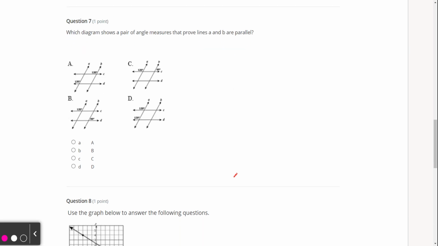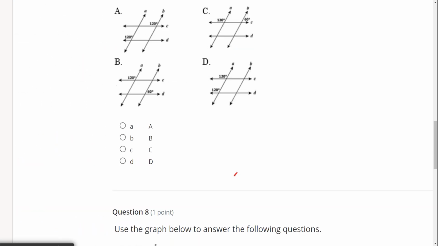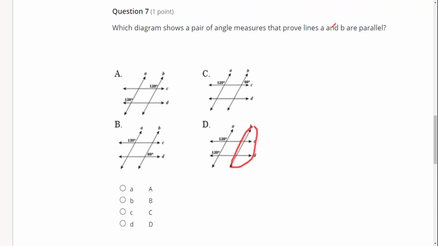What can I eliminate in number 7? Just call out a letter. What can I eliminate? D for sure. There's nothing on line B. So if I read the directions, because sometimes I forget to do that, I'm trying to prove A and B parallel. There's nothing on here, so I can't do that. Did I also hear A? Why can I eliminate A?